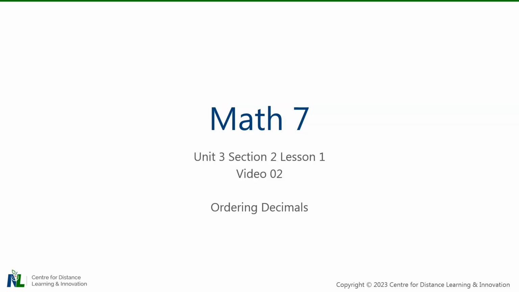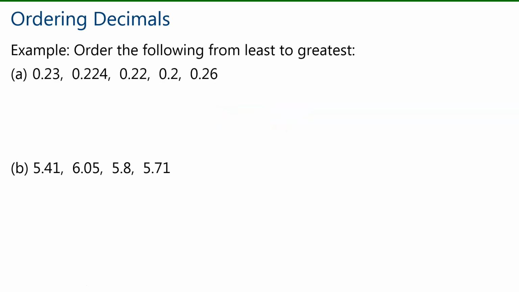Welcome back to Section 2, Ordering Decimals. Here we have a couple of sets of decimals that we need to order from least to greatest. Now if I look at the first set, I see that some of the decimals go to the tenths place while another one goes to the thousandths place.